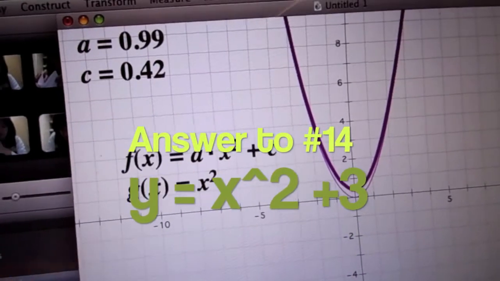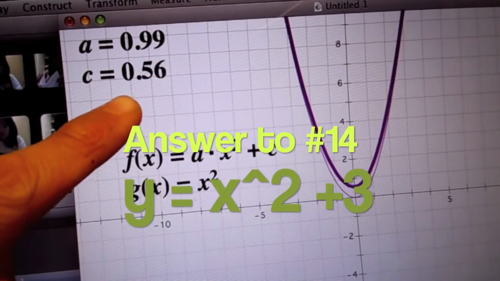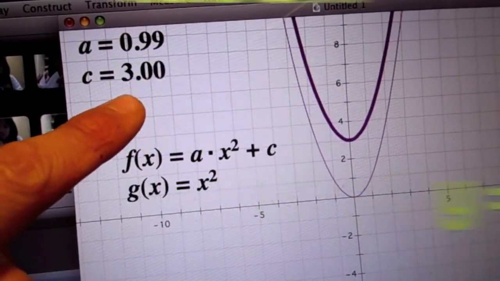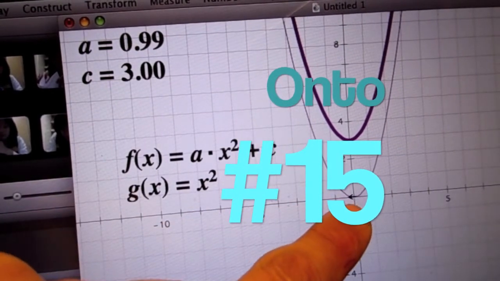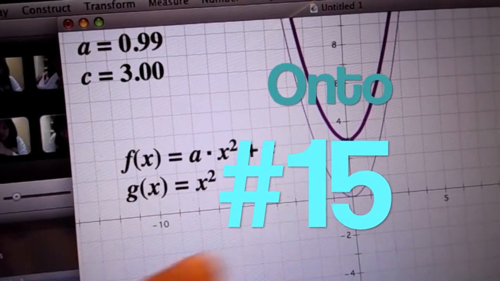To illustrate that, here's my equation. I'm going to change it so that my c value, or whatever we add here, is 3. And yes, it is your parent function shifted up 3 units.